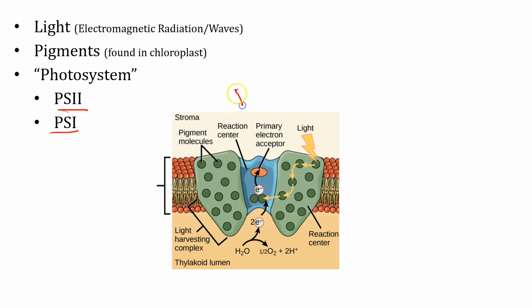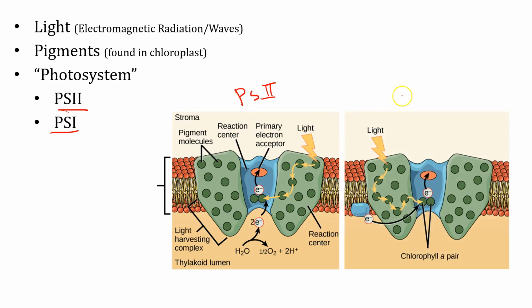The one that I've just described here is photosystem 2. But there's another one, photosystem 1, which looks like this, and they have different jobs. They behave very similarly, but they just have a very subtle difference in their main job, and I will explain those differences to you in just a minute.